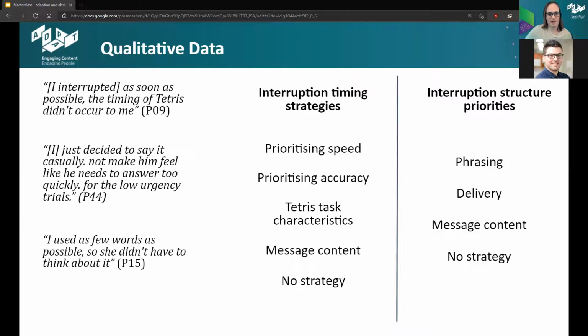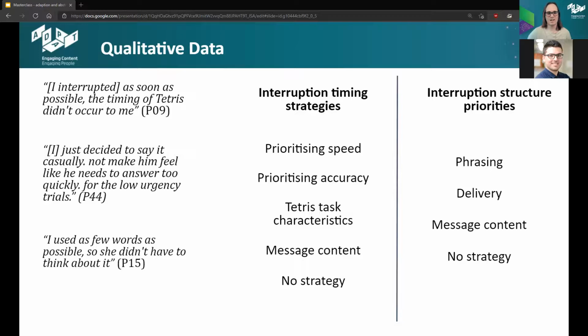Likewise, for how they phrased and structured their interruptions, I found some differences in how they phrased and delivered their interruptions based on the two different conditions. So in this way, I actually found that people did think that they had some differences in both how long their interruption lasted, like how many words and how quickly they spoke, and also how social they were being, how polite they were being. If I only had done the qualitative side of things, I would have said all of my predictions were correct.